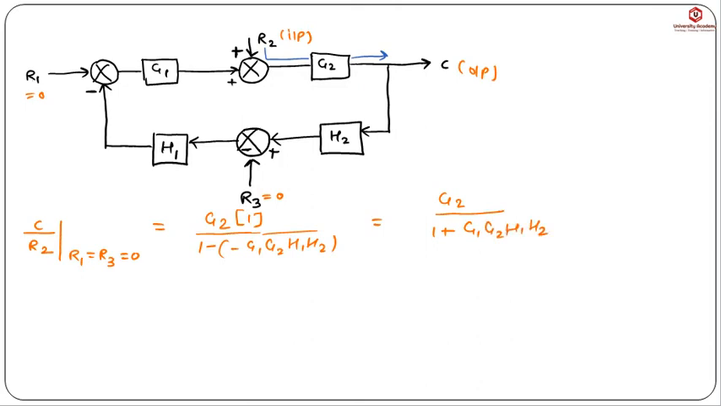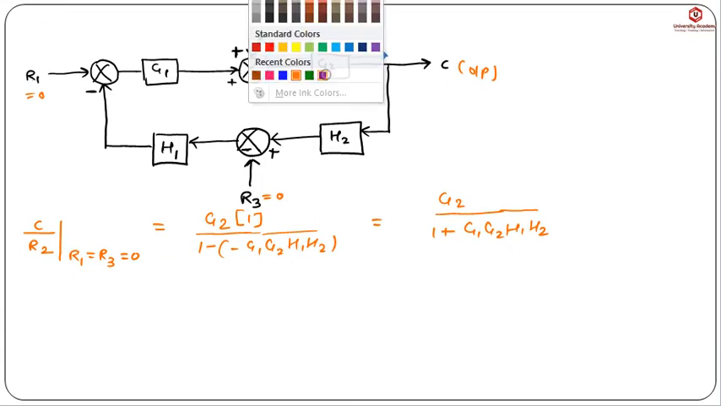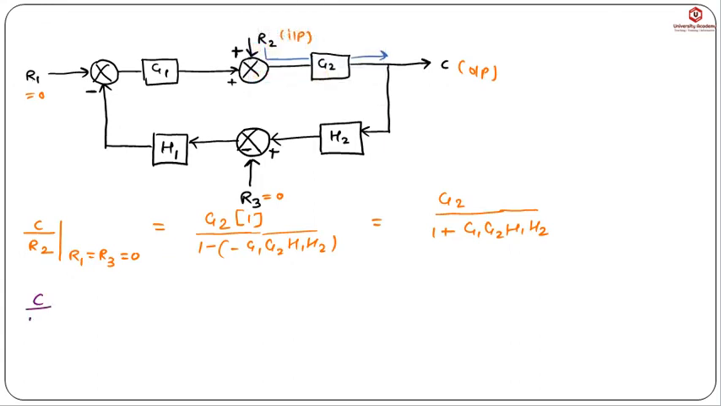Okay, now next we will find out C by R3. So here the R3 input is going negatively, so we have to consider C by minus of R3, and the other inputs, that is R1 and R2, are equal to 0. So now this R3 is not 0, R1 and R2 inputs are equal to 0.